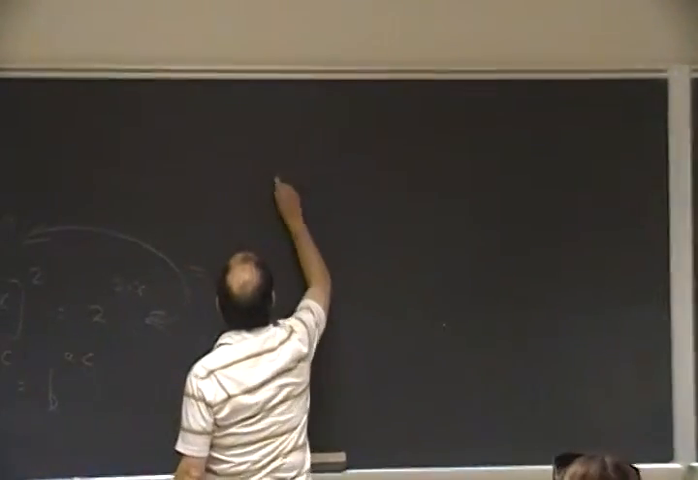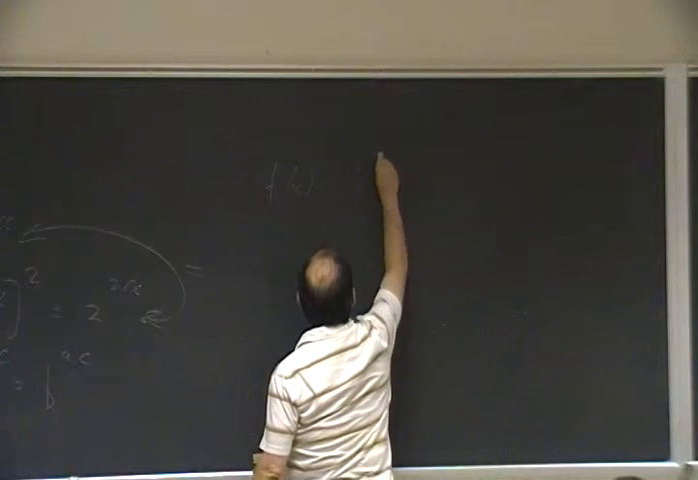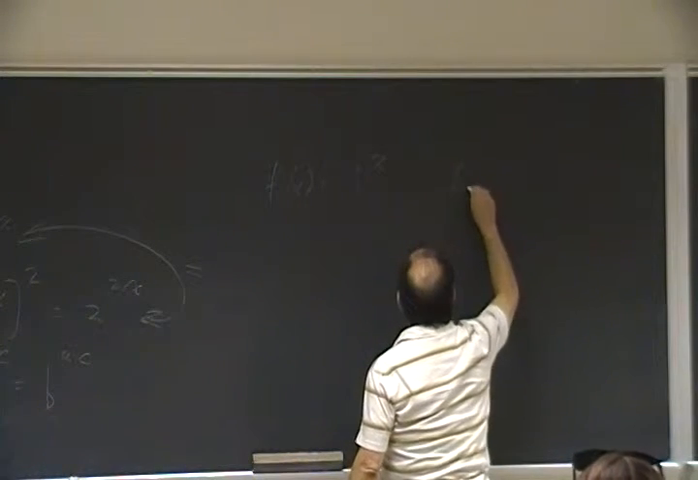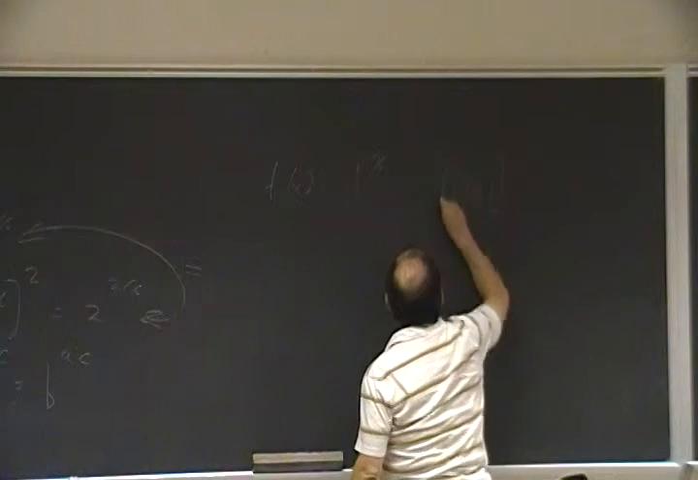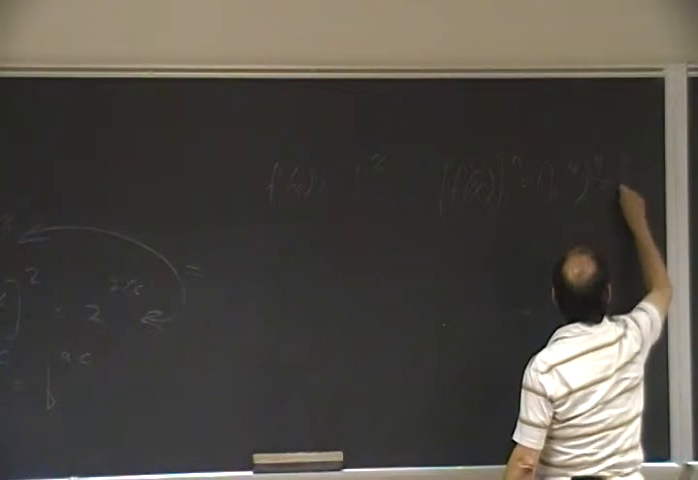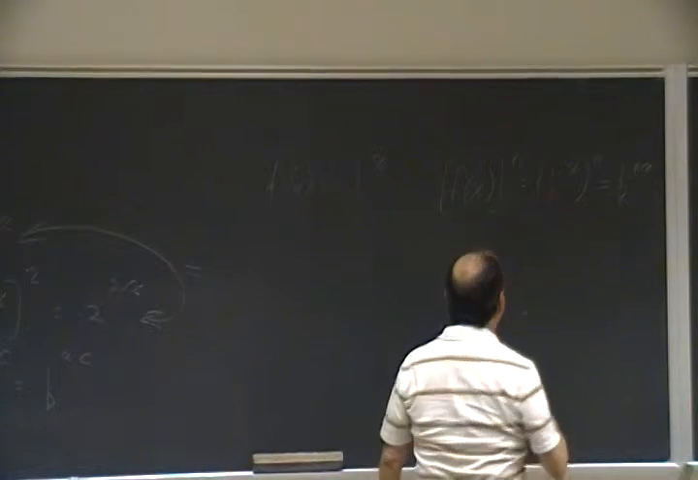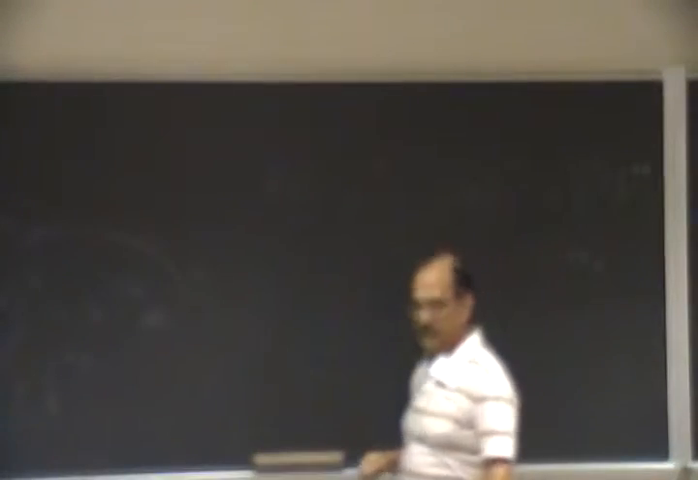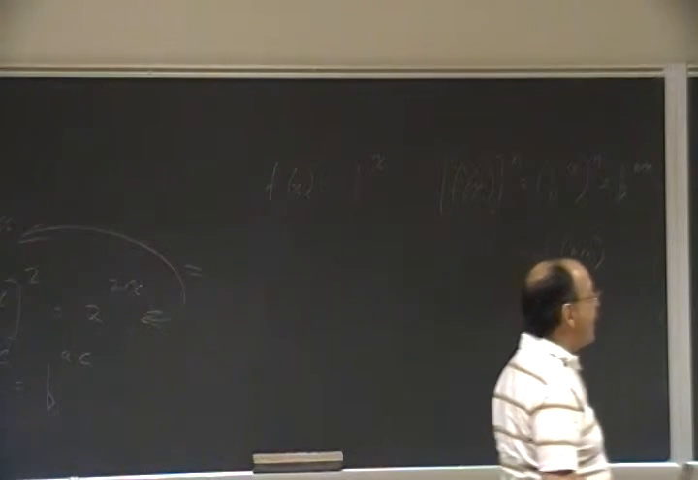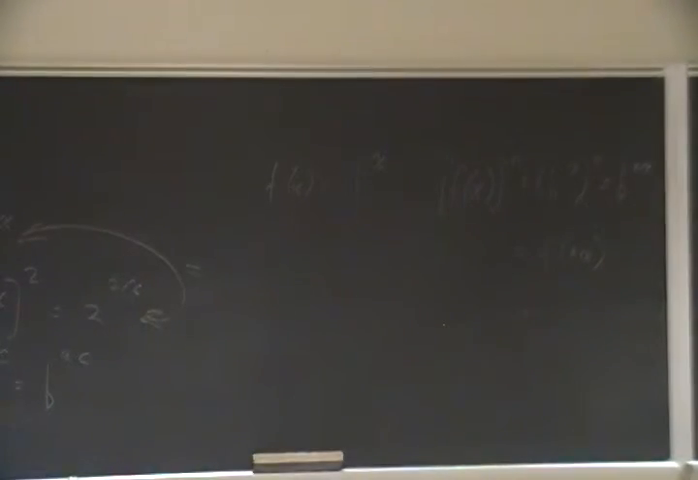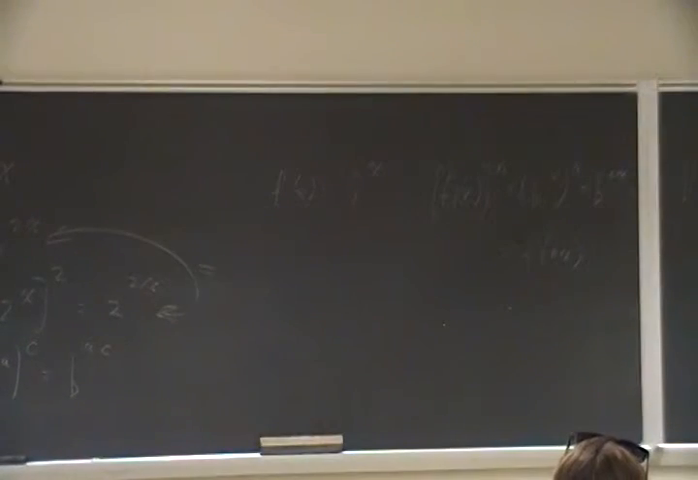f of x is some base to the x. f of x raised to the nth power is b to the x to the n, which is b to the nx, which is equal to f of nx. Any questions about that? Okay? So this cis function has the same properties as exponents. And in fact, it is an exponent.